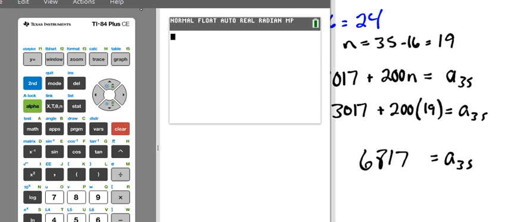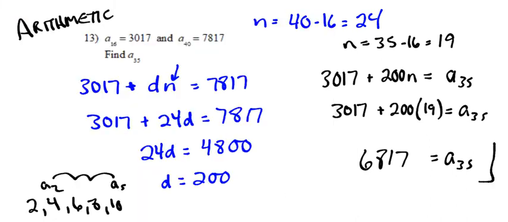I'm just going to double check that before I stop the video. 3017 plus 200 times 19, 6817. That's the 35th term. So if we know what type of sequence it is and we're just given two terms, we can still find out the value of any term.